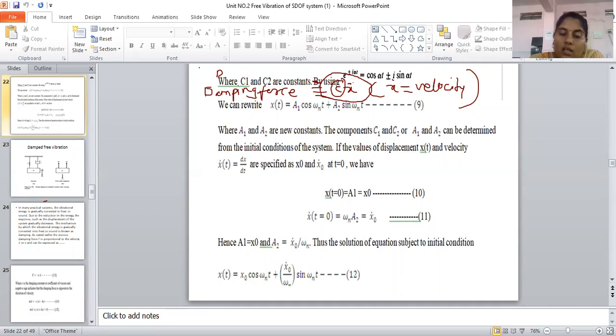So below this you can write mx double dot is equal to minus cx dot minus kx, which is equation number 14. Below this you can write mx double dot plus cx dot plus kx equal to 0. Okay, I hope all of you have understood up to this.